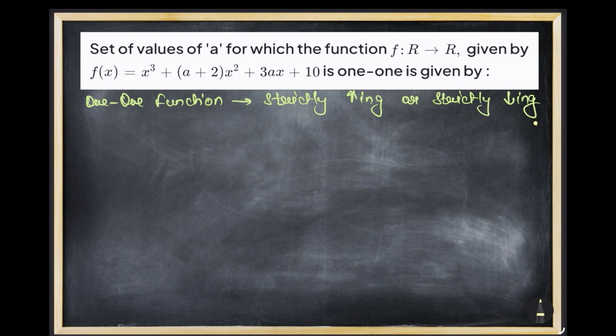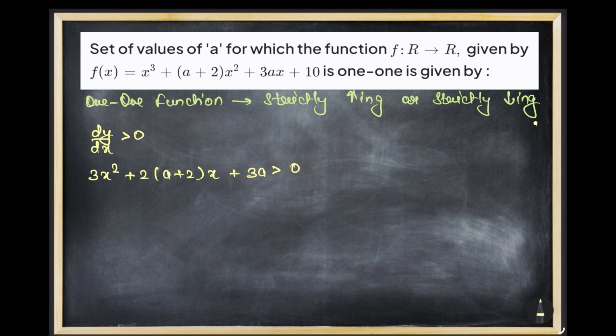And how do we judge that? By doing dy by dx greater than 0. We will get the roots in which the function is strictly increasing. Okay, so do the differentiation. So we got 3x square plus 2 times a plus 2x plus 3a greater than 0.